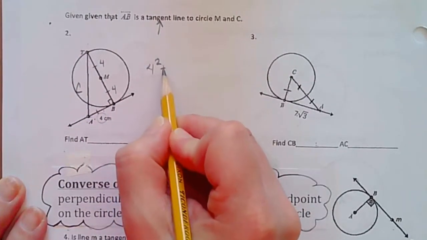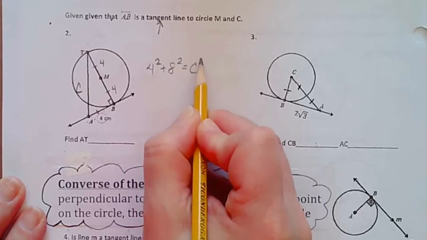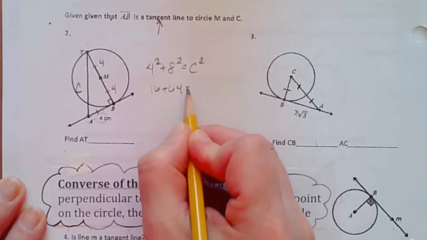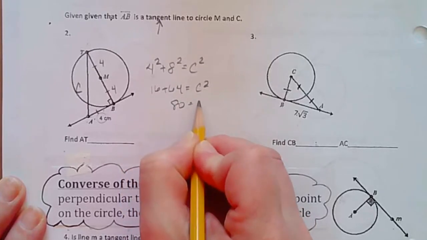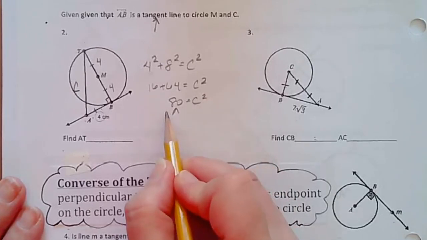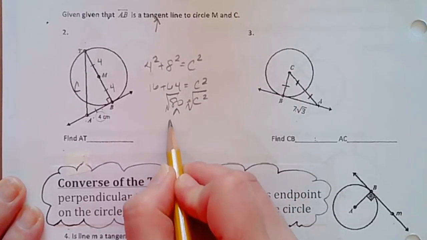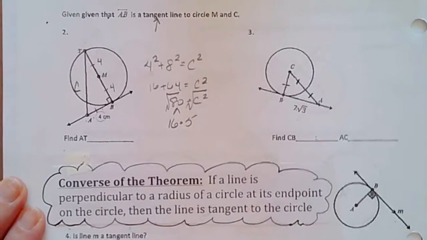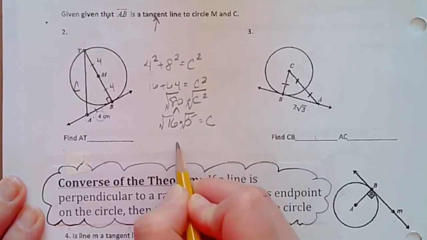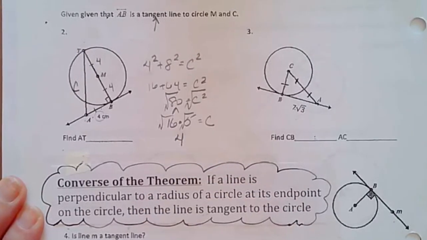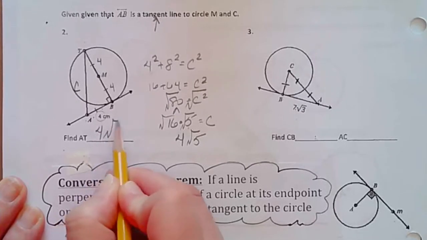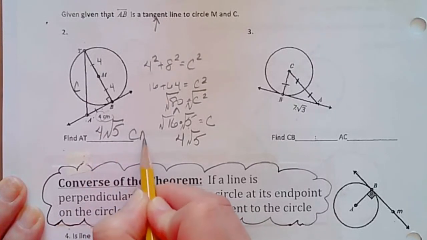So 4 squared plus 8 squared is equal to C squared. 16 and 64, that's 80. You could do this in your calculator, but I know that 80 is 16 times 5. So I take the square root of each of those numbers, and the square root of 16 is 4, and I cannot take the square root of 5, so 4 radical 5 centimeters.